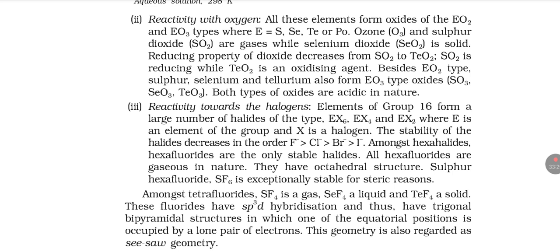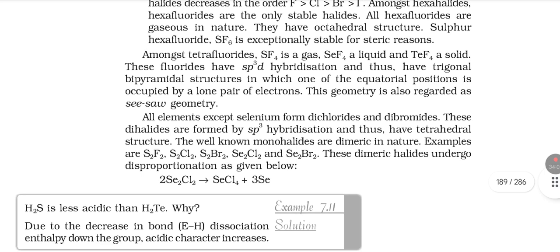Reactivity towards halogens. Elements of group 16 form a large number of halides of the type EX6, EX4, and EX2. The stability of halides decreases in the order fluorine, chlorine, bromine, iodine. Amongst hexahalides, hexafluorides are the only stable halides. Hexafluorides are gaseous in nature. They have an octahedral structure. Sulfur hexafluoride SF6 is exceptionally stable for steric reasons.